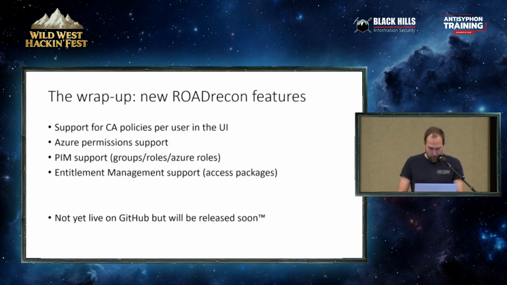All right. So to wrap this up, we have a few nice ROADrecon features. We now support conditional access policies in the UI on a per user basis. We have support for Azure permissions. I didn't actually show that yet, but that will be the next demo. Support for privileged identity management, support for entitlement management. So a lot more data for the attack path that may have been there, but that wasn't obvious before.